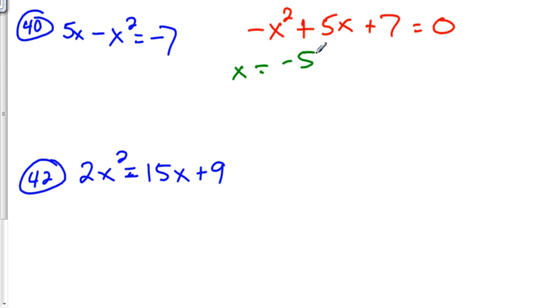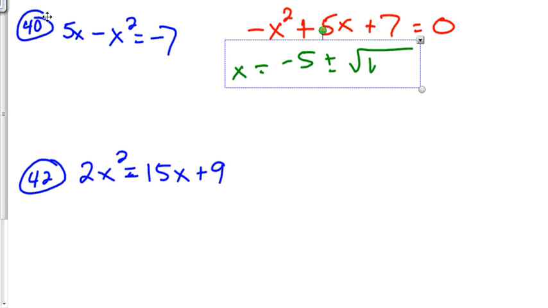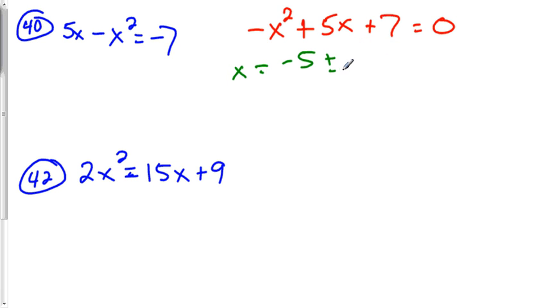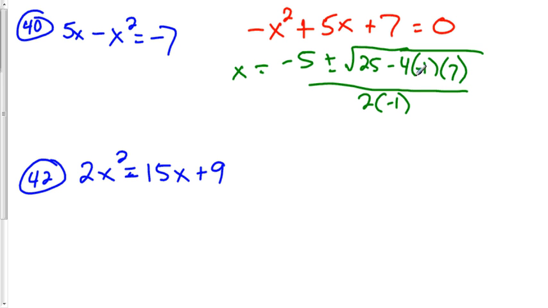x equals negative b plus or minus square root of b squared. Let me try that again. So negative b plus or minus the square root of b squared, so that's going to be 25 minus 4 times a, which is negative 1, times 7, all over 2a, 2 times negative 1. Negative 4 times negative 1 is positive 4, times 7 is 28, 25 plus 28 is 53. That'll be a positive 53, all over negative 2, and there are no perfect squares that go into 53.